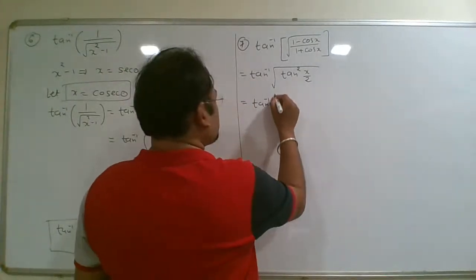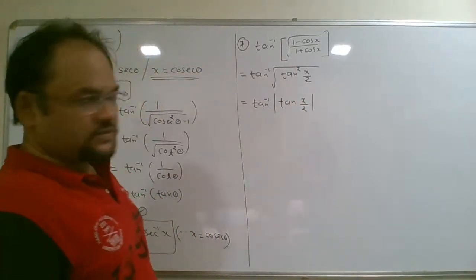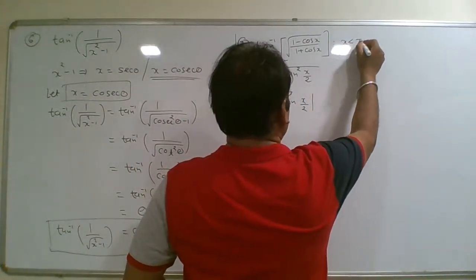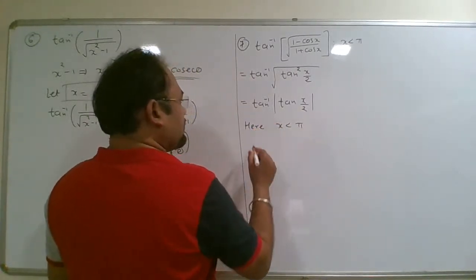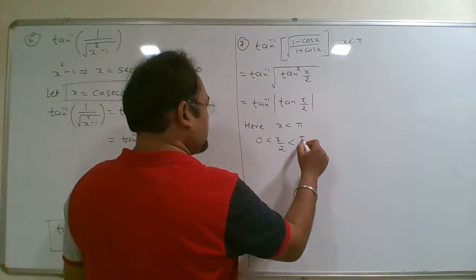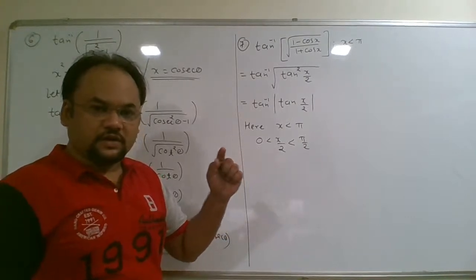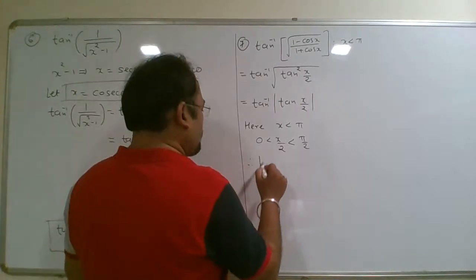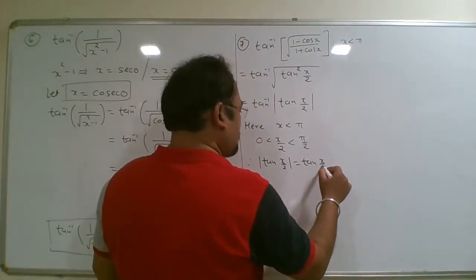So which is equal to what? Which is equal to mod of tan x by 2. Root of tan square means it is mod of tan x by 2, and the condition is given. Condition is what? x less than pi. Here x less than pi means, dividing by 2, so 0 less than x by 2 less than pi by 2, and 0 to pi by 2 means first quadrant. In first quadrant, all functions are positive. Therefore, mod of tan x by 2 is equal to tan x by 2.